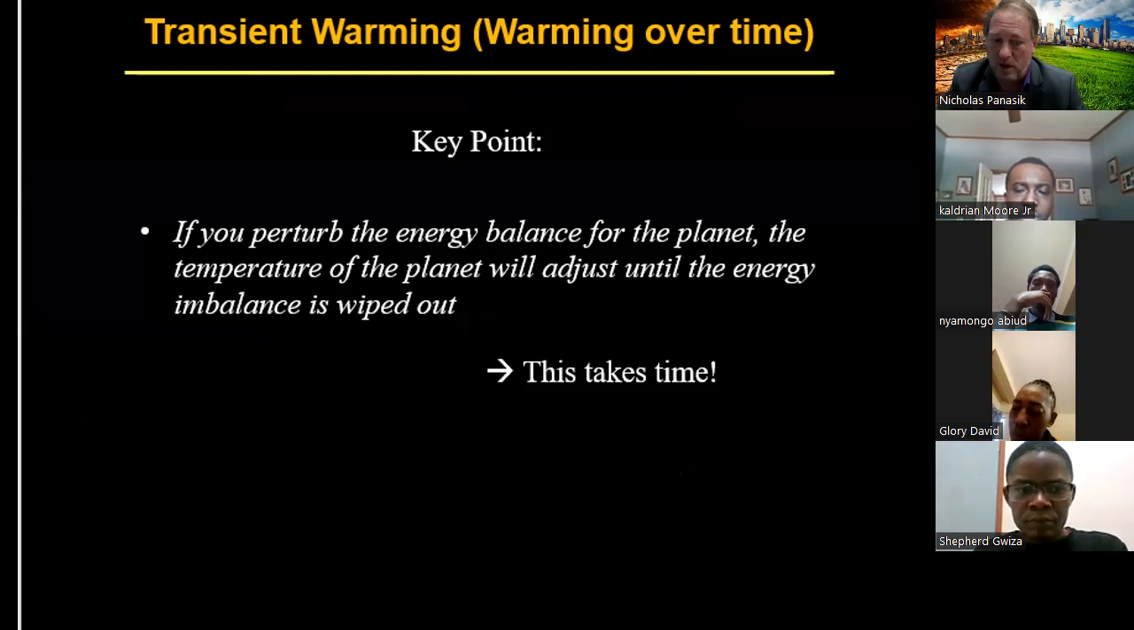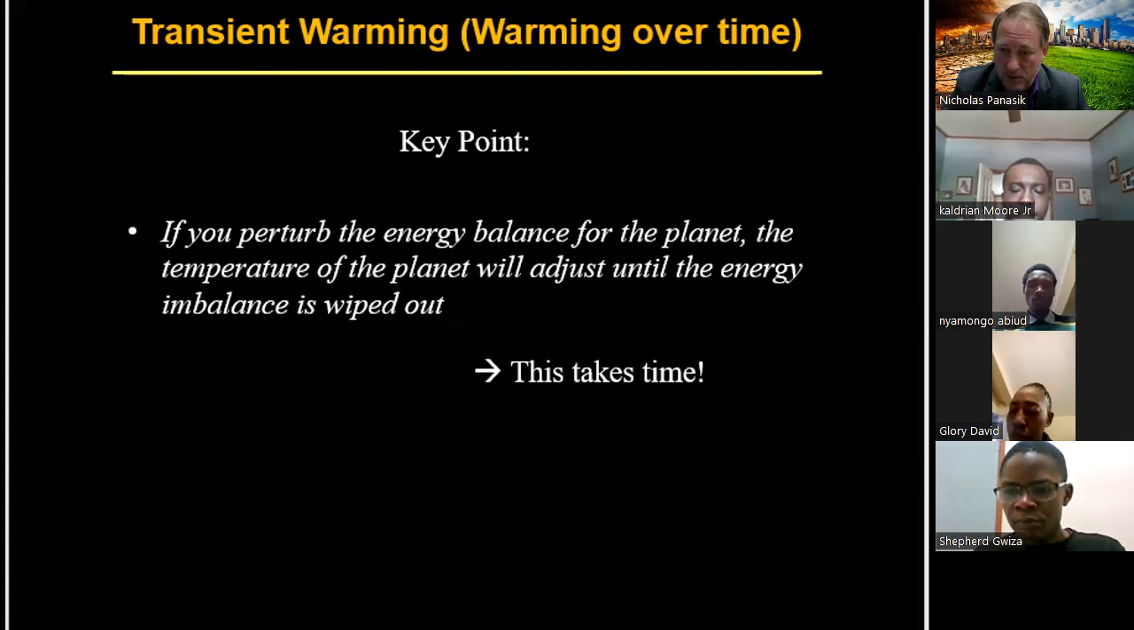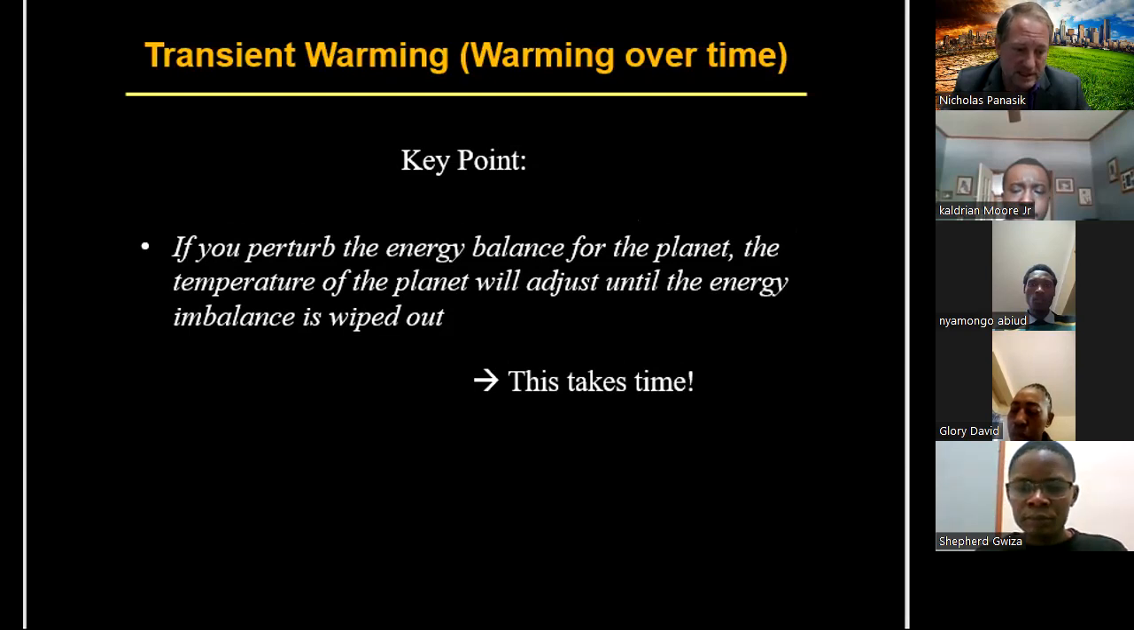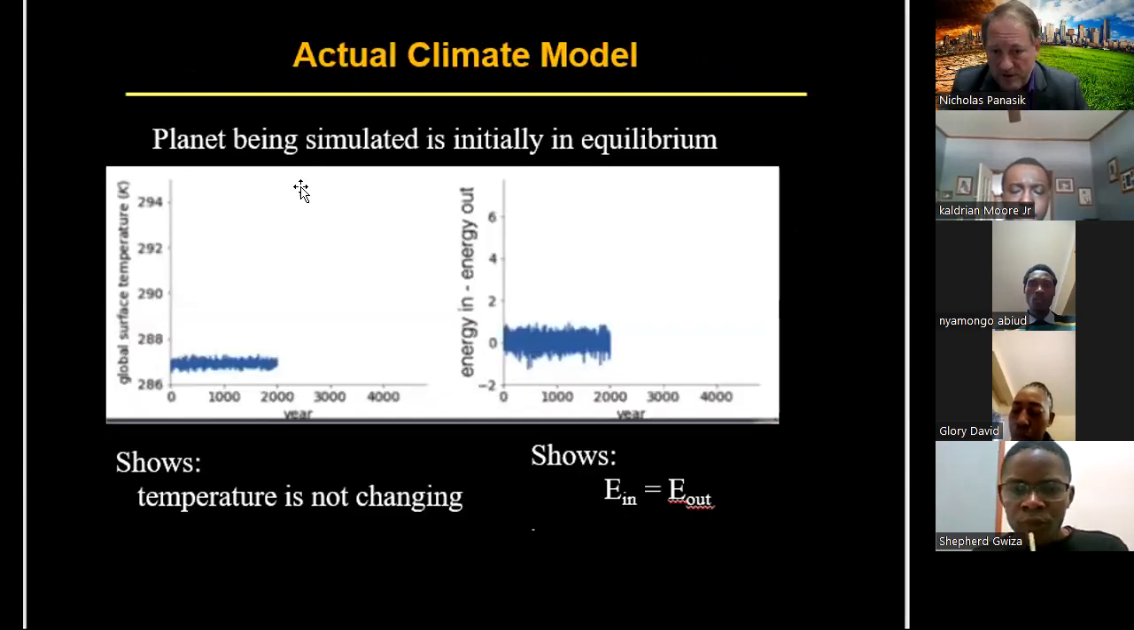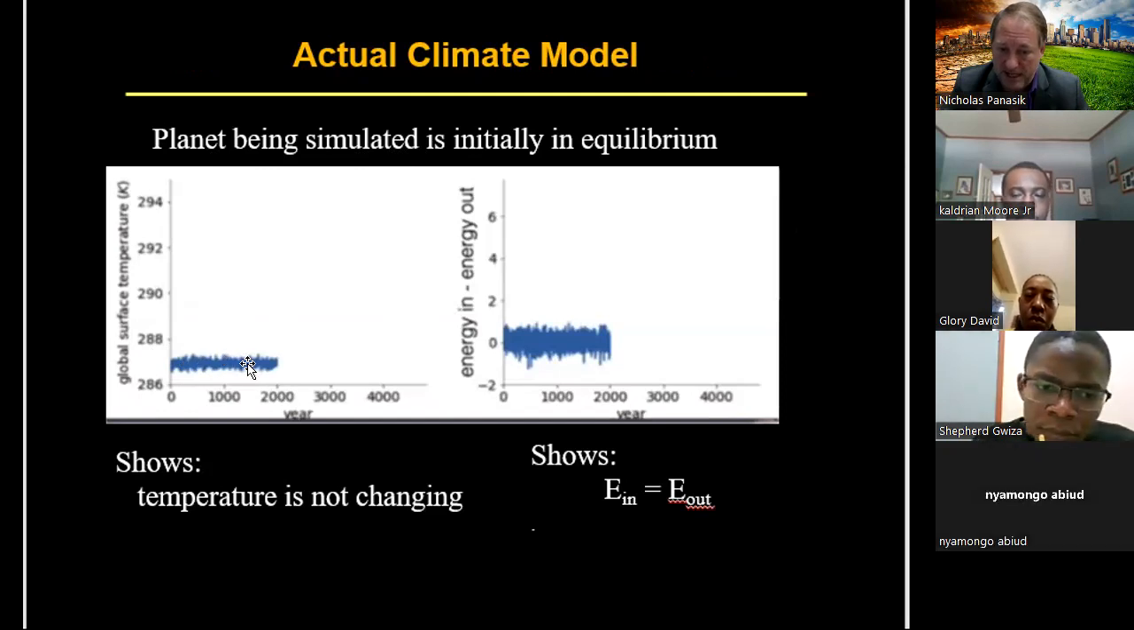This takes time though, right? And to give you an idea of how much time it takes, let's look at an actual climate model where somebody's taken some computers and tried to figure this stuff out. And so we have some numbers that have been plugged in. And so here we've got a planet being simulated that's initially in equilibrium. And so this first plot is showing the global surface temperature in Kelvin over time, and you can see it's remaining constant. There's some fluctuation, but the temperature is not changing.